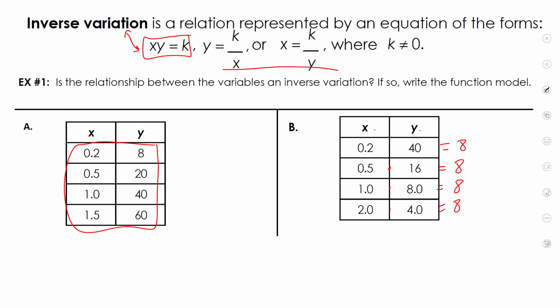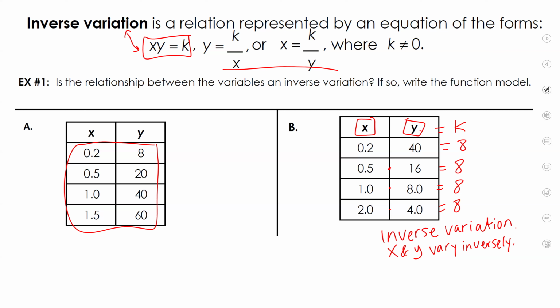Do you guys see how whenever I did x times y, I got the same k value? I got 8 every time. This is called an inverse variation. You can say x and y vary inversely. You can also say x and y have an inverse relationship, okay?